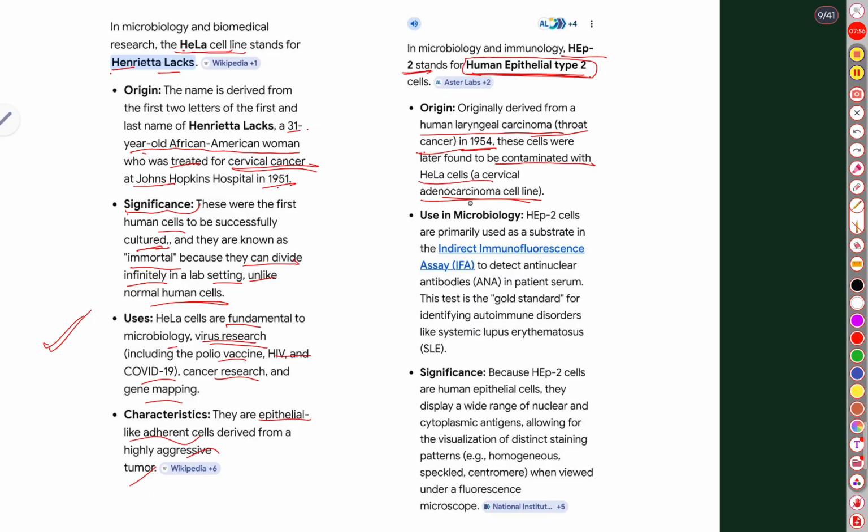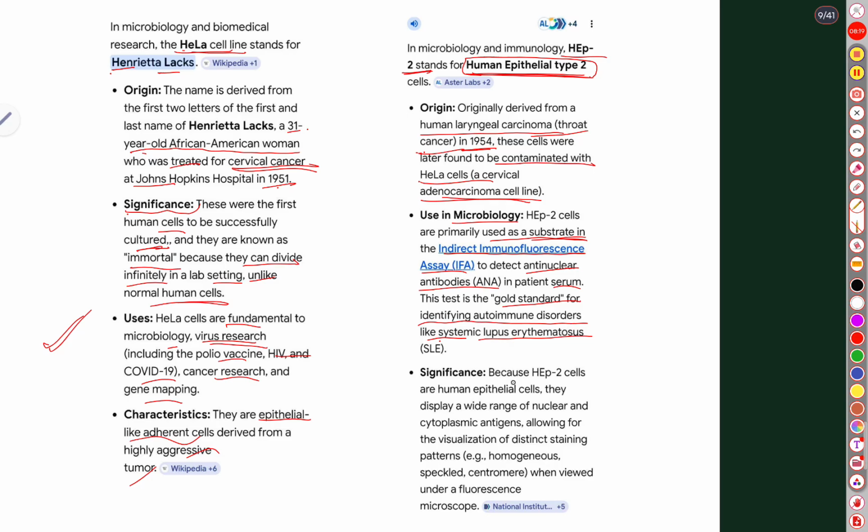So what is the use of these human epithelial type 2 cells in microbiology? Now they are primarily used as a substrate in indirect immunofluorescence assay to detect anti-nuclear antibodies in the patient's serum, and this test is the gold standard for identifying autoimmune disorders like SLE, systemic lupus erythematosus.